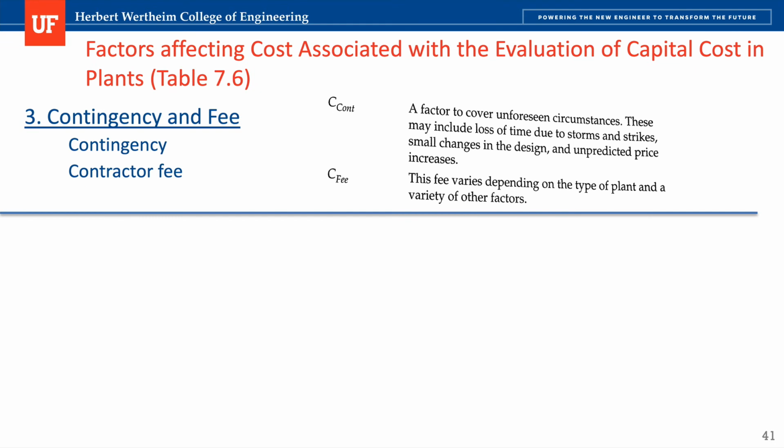Contingency and fees is the other factor. Contingency is a factor to cover unforeseen circumstances. This may include loss of time due to storms and strikes, like hurricanes, small changes in design, and unpredicted price increases, particularly if you have a product that may be volatile, or a technology that may change, or maybe a utility that depends on fossil fuels, and that changes with the economics and the price of crude oil. You also have the contractor fee. This fee varies depending on the type of plant and a variety of other factors.